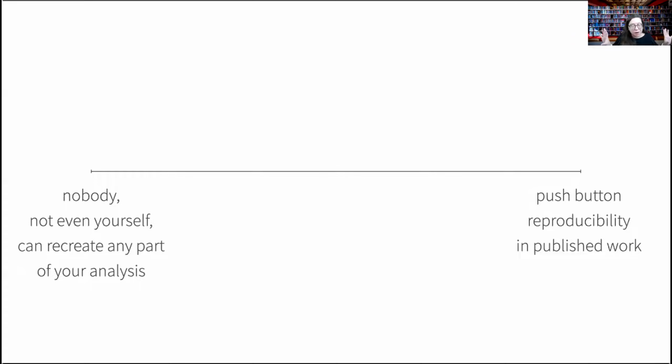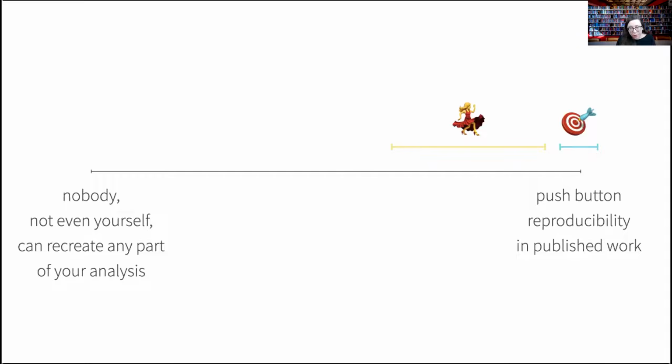If this is our reproducibility spectrum, on one hand, you have nobody, not even yourself, can recreate any part of your analysis. And on the other hand, you have push button reproducibility in your published work. Like somebody else can come find your paper and click a button and actually reproduce all of your results. You kind of want to be over here, right? But honestly, the closer you can get to that point is better.